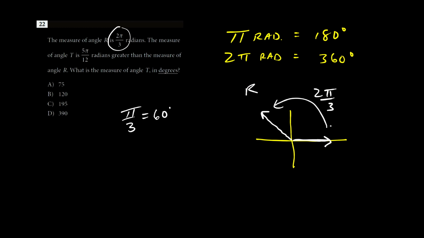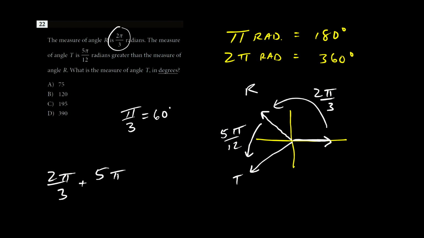Then it says the measure of angle T is 5 pi over 12 greater. Now, that's not a common value for most people, although some people might know that pi over 12 is 15 degrees. But again, you have a calculator, you can do 5 times 180 divided by 12. But we're just going to go a little bit further, that T is 5 pi over 12 greater, so it's going to be this much greater. So 5 pi over 12, that will get us to angle T. So really what you're doing is just doing 2 pi over 3 plus 5 pi over 12. If they wanted the answer in radians, we would just go ahead and add 2/3 and 5/12 and have the answer in terms of pi, but they want the answer in degrees.